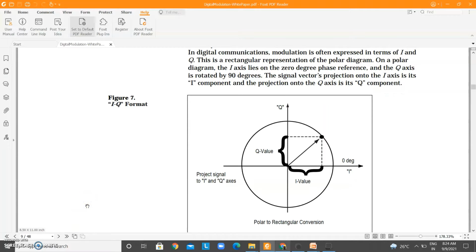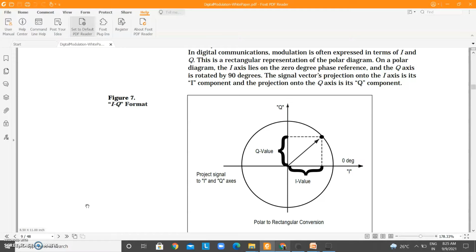So any point in this space now will have two components. One is an I component and another is a Q component. So we have drawn like that. In every digital representation scheme, we saw in binary PSK, it is along the horizontal axis, the I axis. There is no Q component.